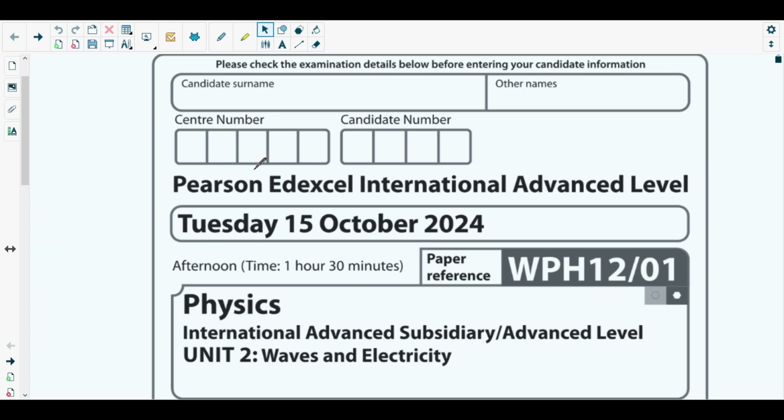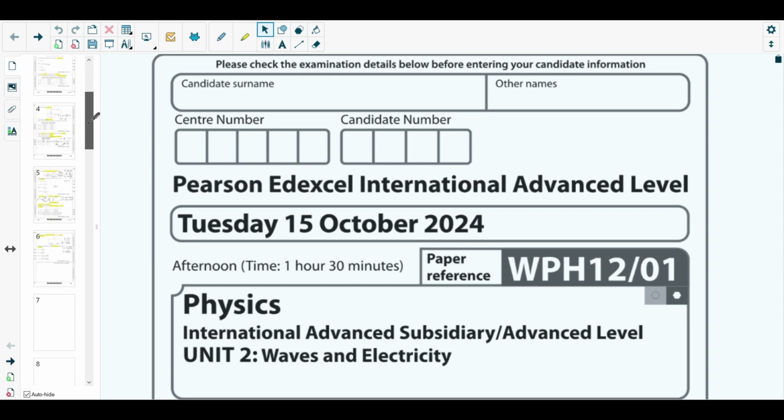In this video, we will start solving Section B from the most recent past paper of Physics Unit 2, which is the October 2024 Unit 2 paper. So let's get started with question number 11 from Section B.